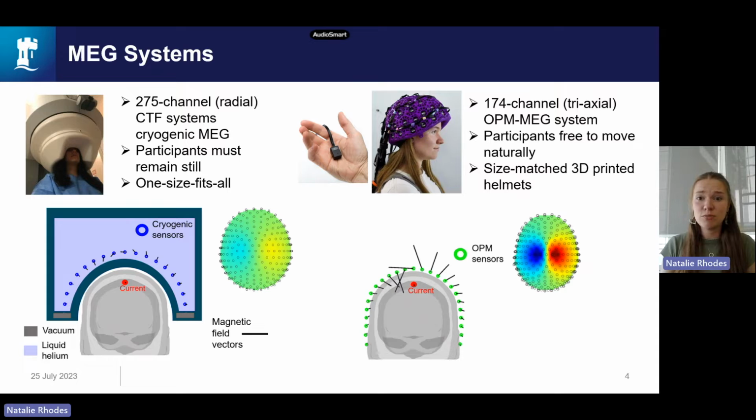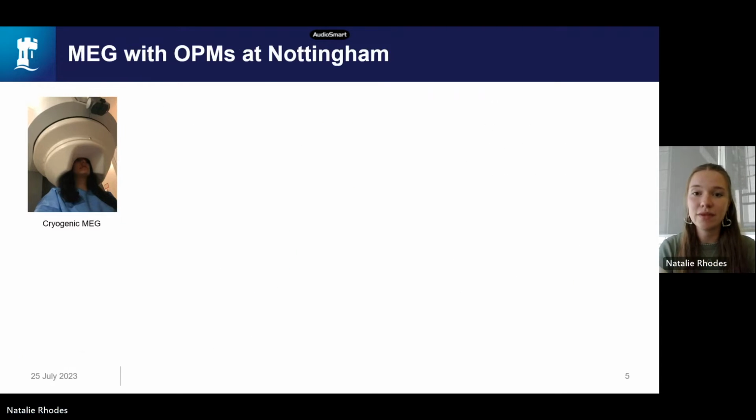Firstly, because we're able to bring them closer to the scalp surface because they're not cryogenically cooled, we're able to pick up that higher amplitude signal. Secondly, because we can put them in these helmets and wear them, we're able to allow some natural movement. And also they're flexible and lightweight. We can move them between different helmet sizes, and so we can size match these helmets.